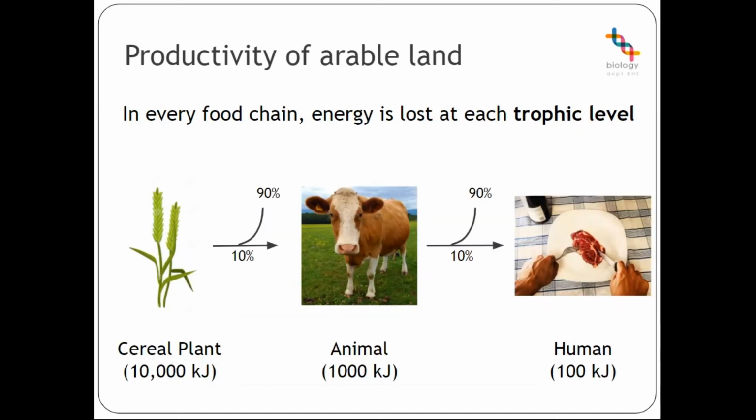The biggest consequence of this, and the reason we need to consider it when we're talking about food supply, is that if in every food chain energy is lost at each trophic level, it's not all that efficient for humans to consume animals rather than humans consuming plants. As you can see in this example, when the crops are fed to the animal, we're passing far less energy on to the human. 100 kilojoules is being passed on to the human in the end.